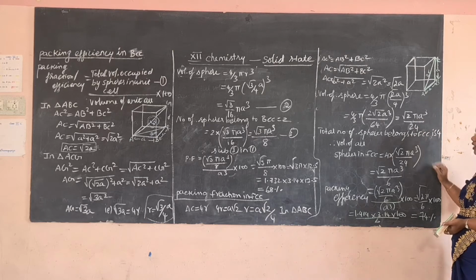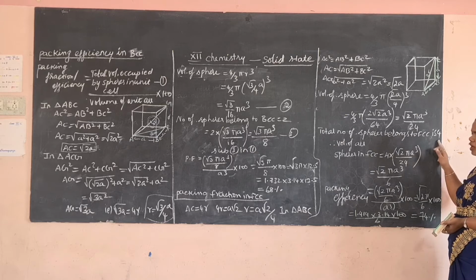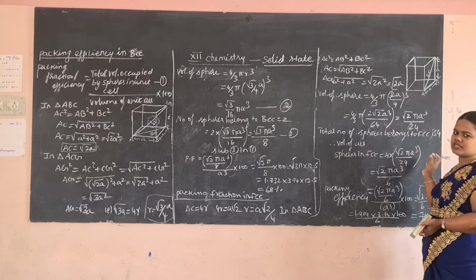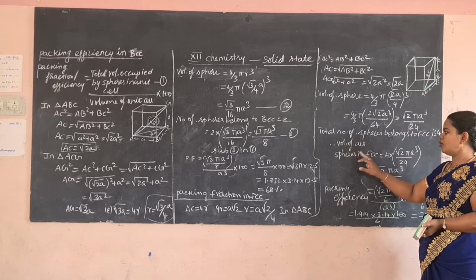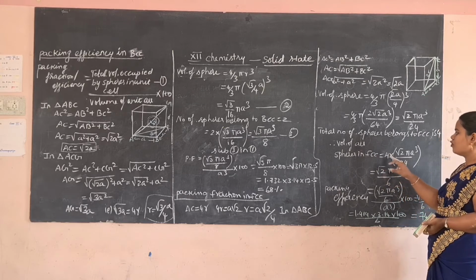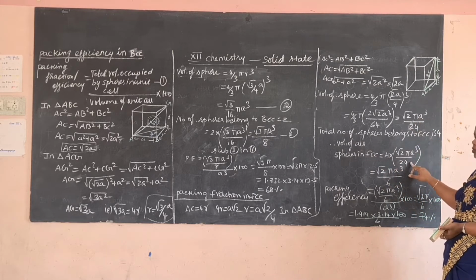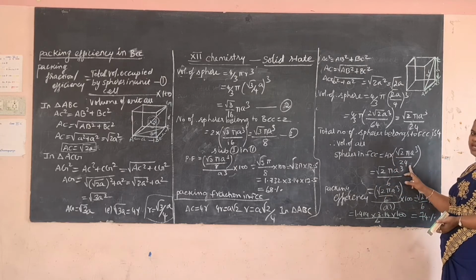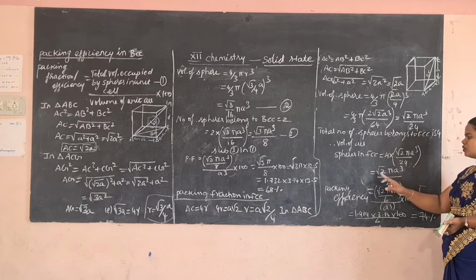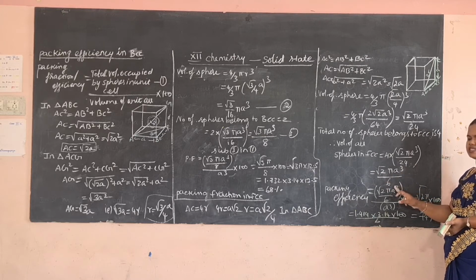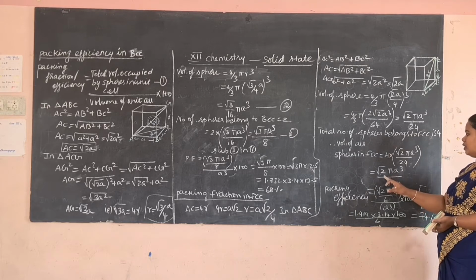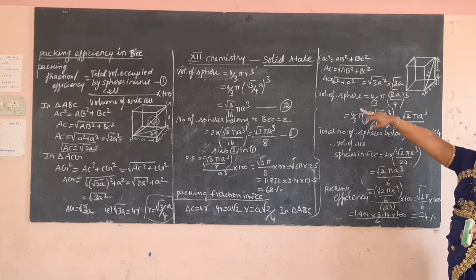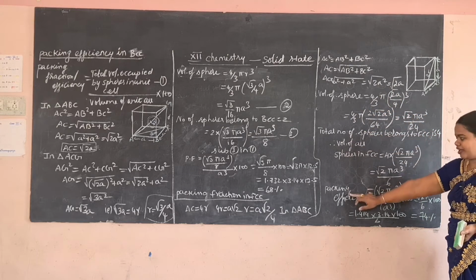So the total number of spheres that belong to FCC is 4. The total number of spheres in SC is 1, in BCC is 2 and in FCC is 4. Therefore the volume of all spheres in FCC will be equal to 4 into root 2 pi A cube divided by 24. Then 4 divided by 24 is 1 by 6. So root 2 pi A cube divided by 6. Now you substitute this in the first equation, that is the packing fraction or packing efficiency equation.